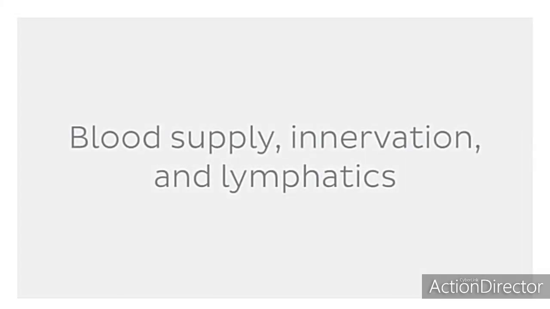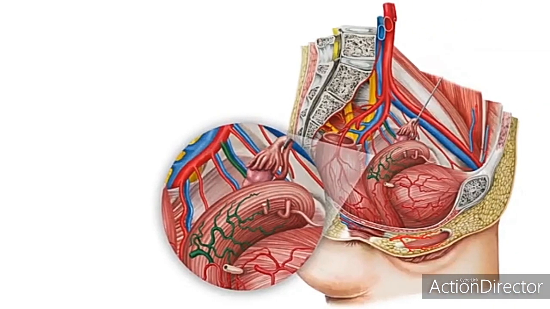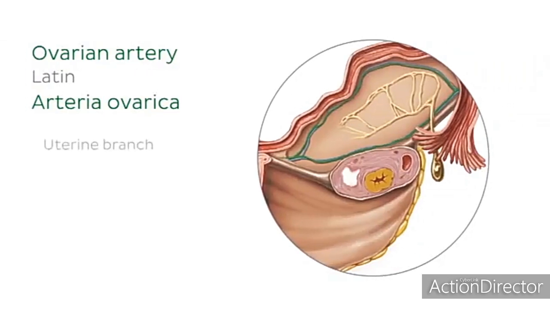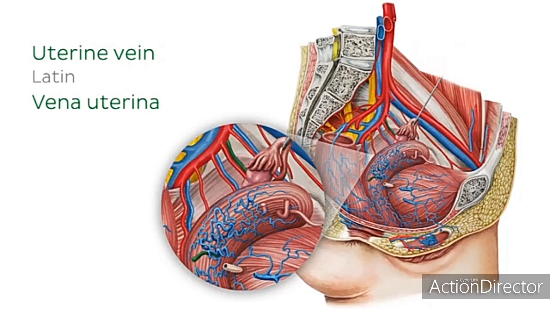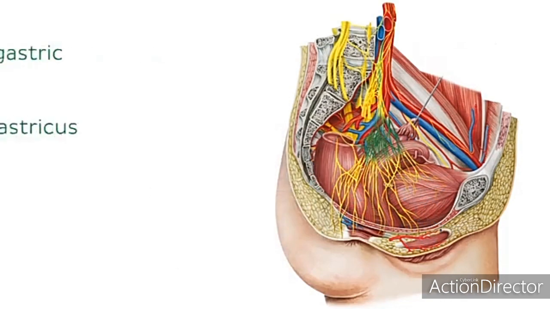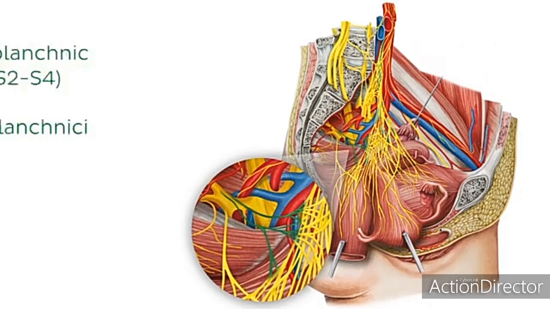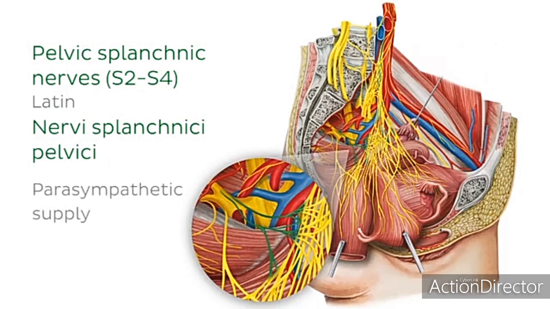Okay, so let's move on to the blood supply, innervation, and lymphatics of the uterus. The uterus is supplied by the uterine artery, which we can see here highlighted in green, and the uterine branch of the ovarian artery. The venous drainage of the uterus is carried out by the uterine vein. Okay, so let's move on now to talk about the innervation of the uterus. The sympathetic supply is derived from the inferior hypogastric plexus, which we can see here highlighted in green, whereas the parasympathetic supply is derived from the pelvic splanchnic nerves.